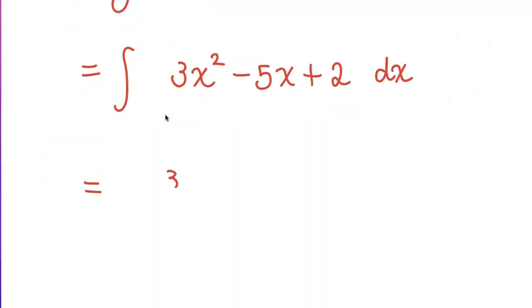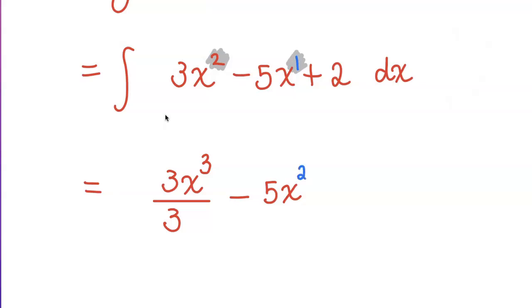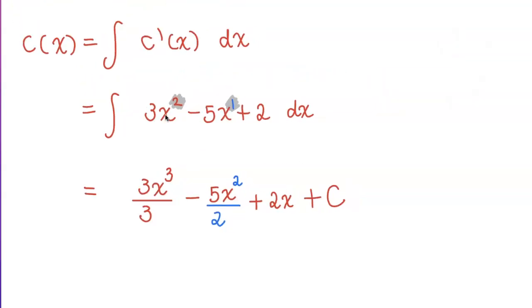I will write 3x to the, what's the new exponent? The new exponent goes up to 3. And I must divide by the new exponent of 3. Minus 5x. But remember, if it just says 5x, the hidden exponent is 1. And we always go up by 1. So I will have 5x to the second power. But I must divide this by 2. And this plus 2 will turn into 2x. Don't forget to put that plus c. So we found the cost function.